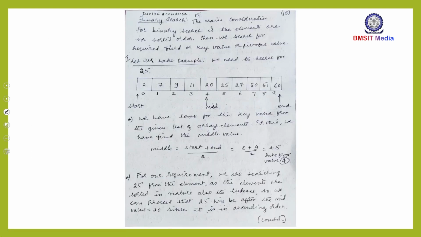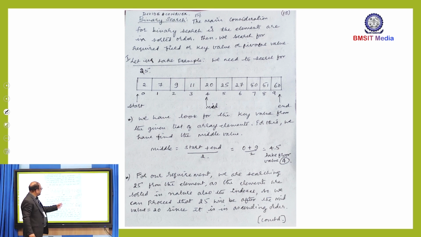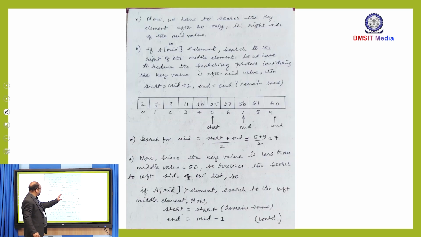Then what I explained now is given in a handwritten format. We have mid is equal to start plus end by 2. We are going to compute the mid value. After finding the mid value, we are going to compare whether the element falls on the right side or the left side.